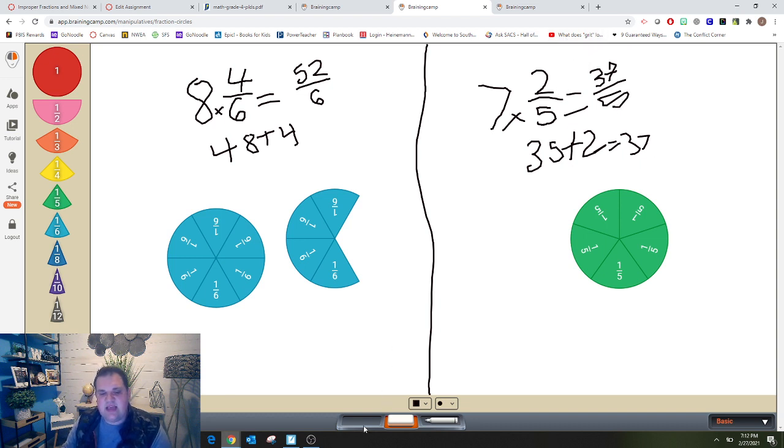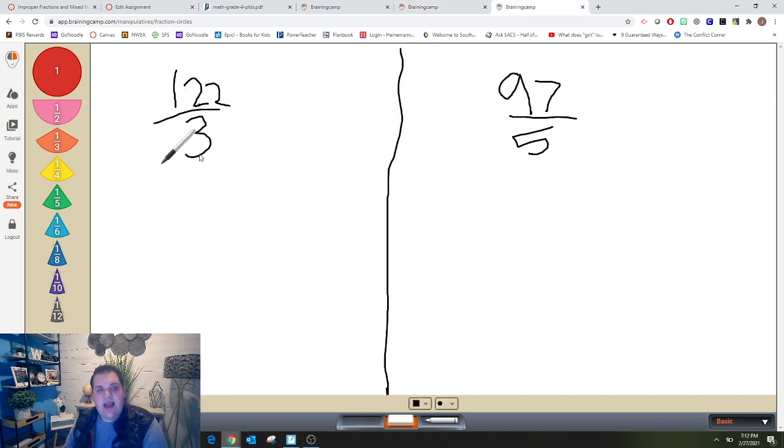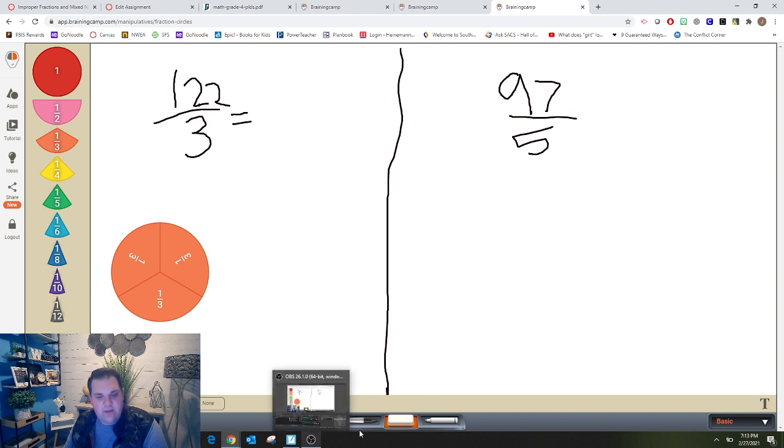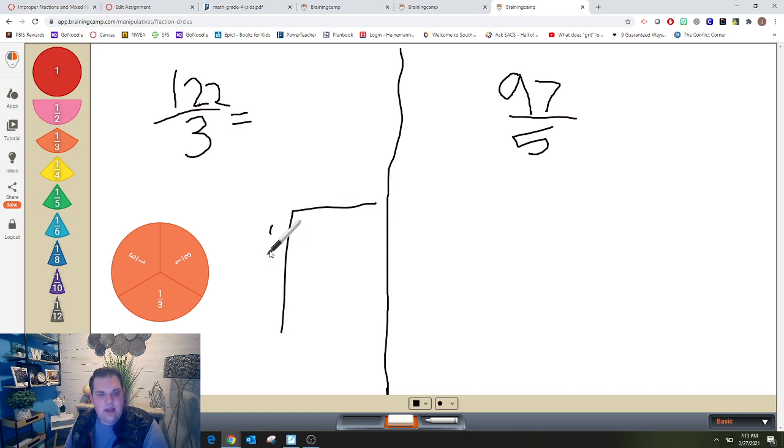Now let's take this thinking over to improper fractions and think about how that works. So here I have 122 thirds, and we want to change this to a mixed number. So what we can do is we know that in 1 whole there's going to be 3 pieces. So that means we need to really take 122 and divide it by 3. So I'm going to make an array. And here's my 3. And I'm going to put 20 in each.